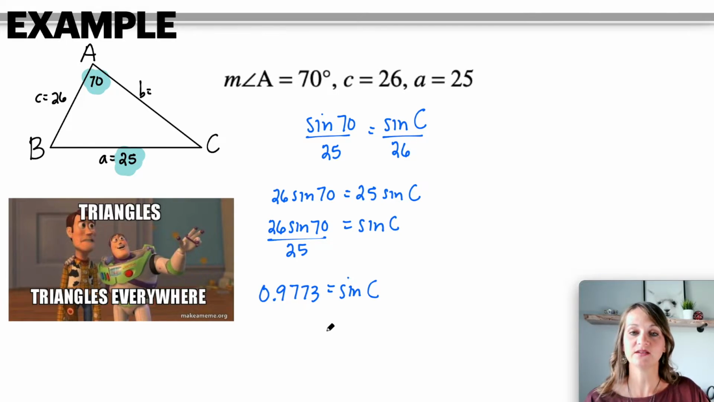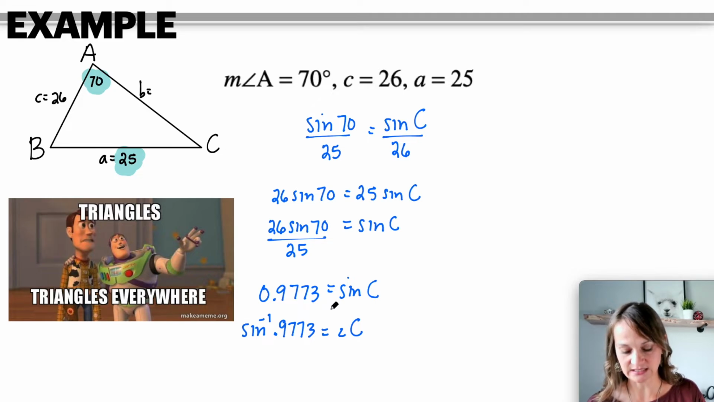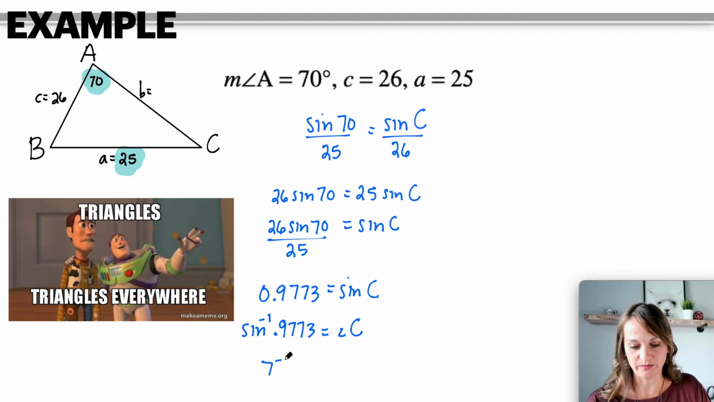Now, back in right triangle trig, we discussed how to find an angle, and this is where you would have to use the inverse. So in order to find angle C, you will actually take the inverse of your sine to find the decimal. So second sine, and angle C will be 77.8 degrees. So we have now found angle C.